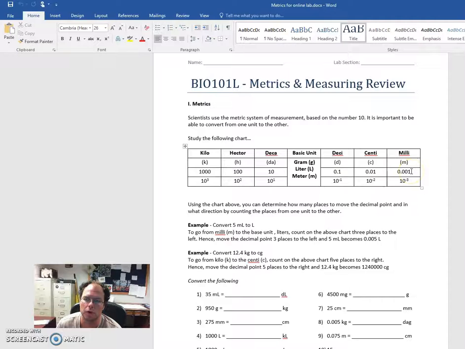So to go from 1/1000th to 1/10th, we would want to move the decimal place 2 to the left. So 35 milliliters becomes 0.35 deciliters. So we moved 35, 2 to the left, is 0.35. 1, 2. Or you could think of that as dividing by 10 two times, or dividing by 100.